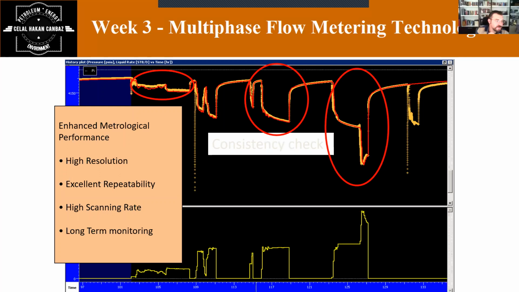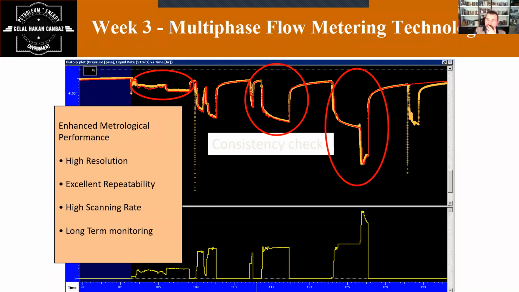This enhanced metrological performance is very crucial to enable high resolution, excellent repeatability, a high scanning rate, and long-term monitoring as well. So it's crucial to combine your multiphase measurements when you are making well test interpretation. This data is crucial.